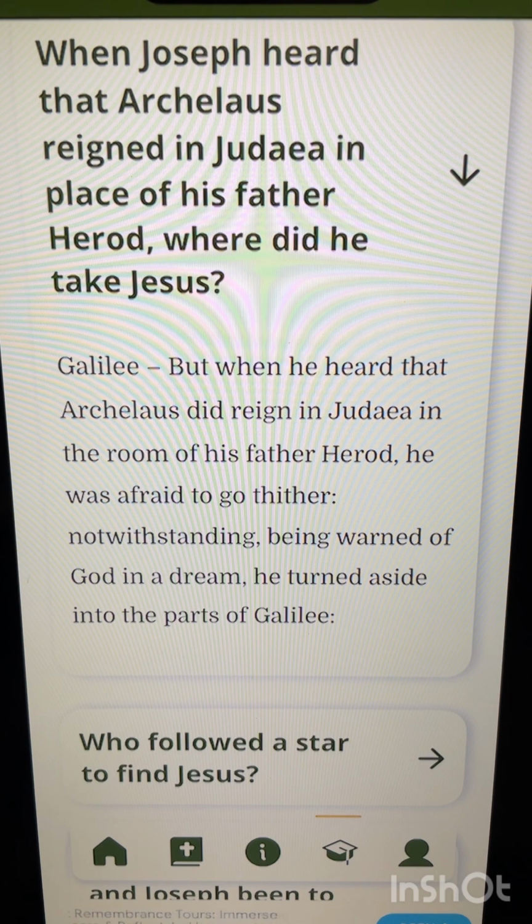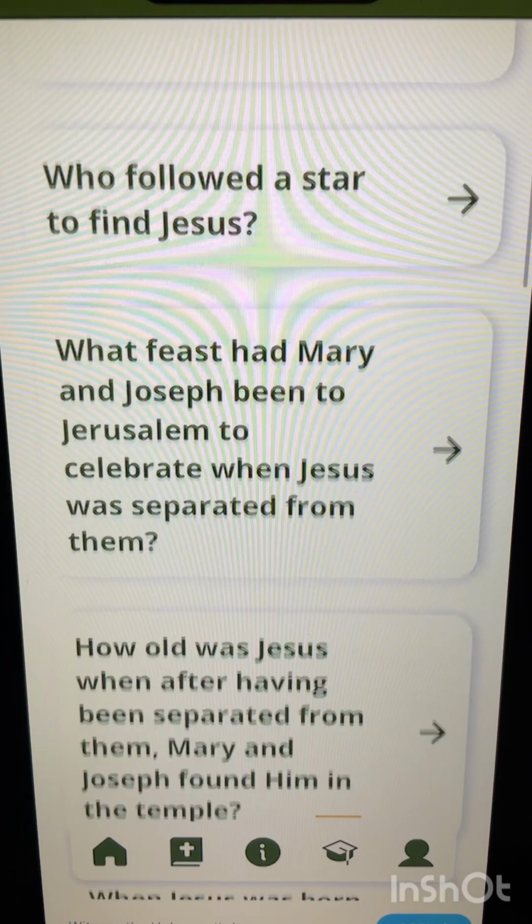Notwithstanding, being warned of God in a dream, he turned aside. That is the Bible references about it. So, number 2.